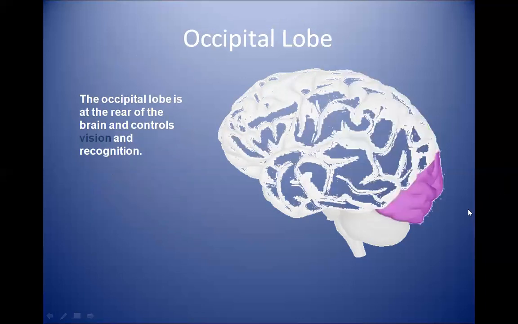Then next is the occipital lobe. So the occipital lobe, this one is the occipital lobe. The occipital lobe is at the rear of the brain and controls vision and recognition. मतलब ये किसके लिए responsible है? The occipital lobe is responsible for the vision.